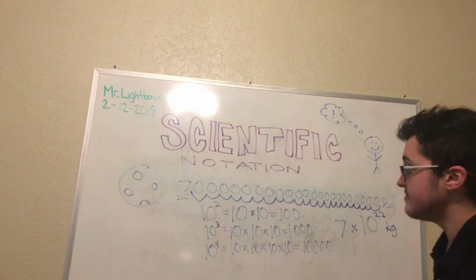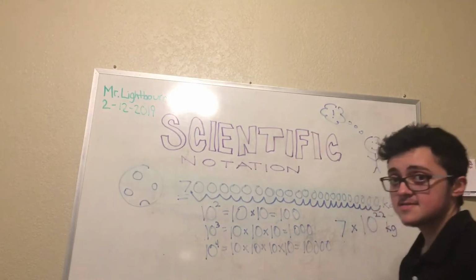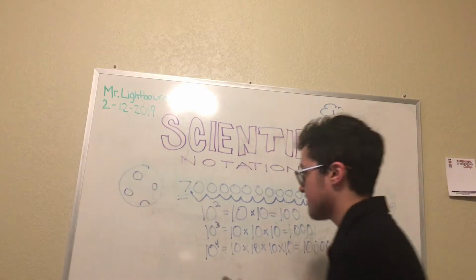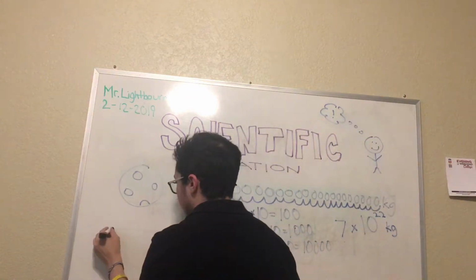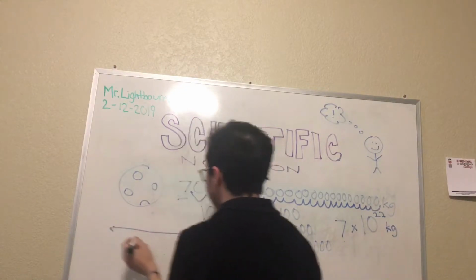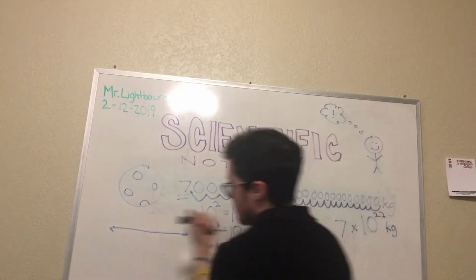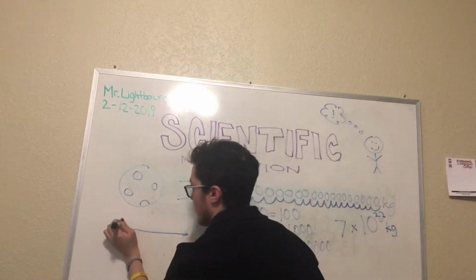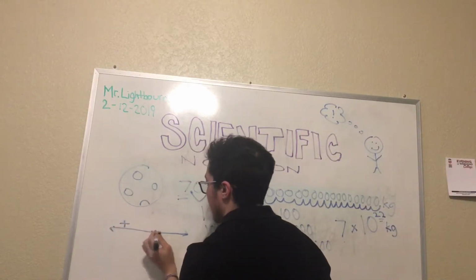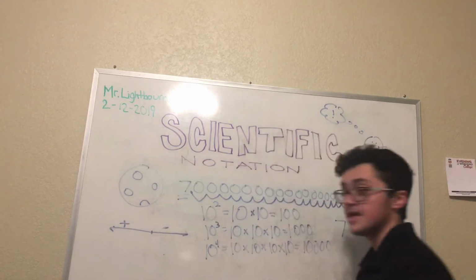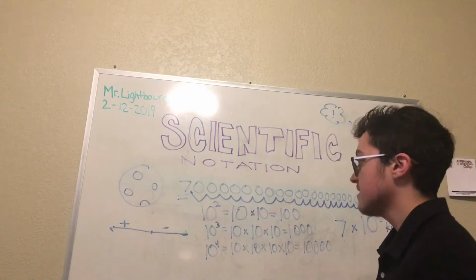Now, it's not always going to be like this, because we are also going to be working with very small numbers. So, to understand that, we have to know that when the decimal moves this way, this number right here is going to be positive. And when it moves this way, the number is going to be negative. And I'll show you that right now. You'll get this down.